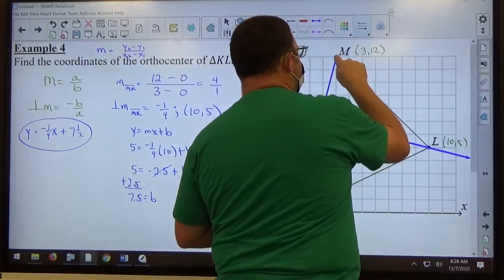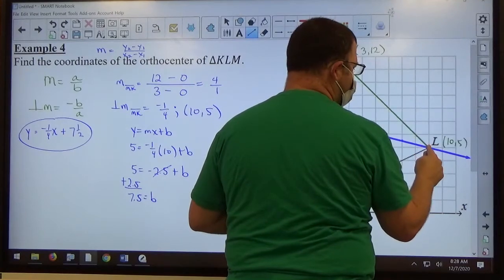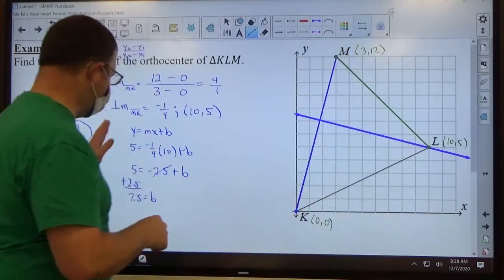I'm looking at the line ML. It's the exact same technique I just used a moment ago in the blue here.